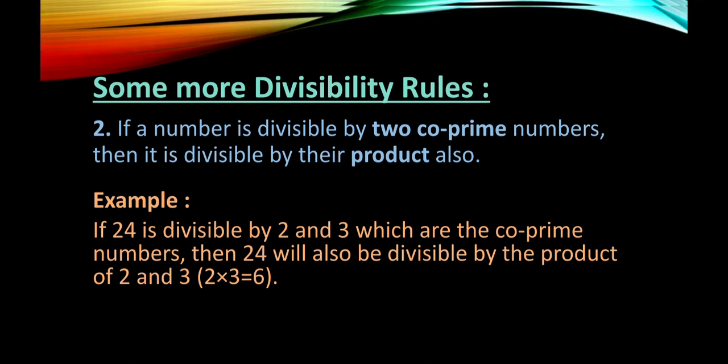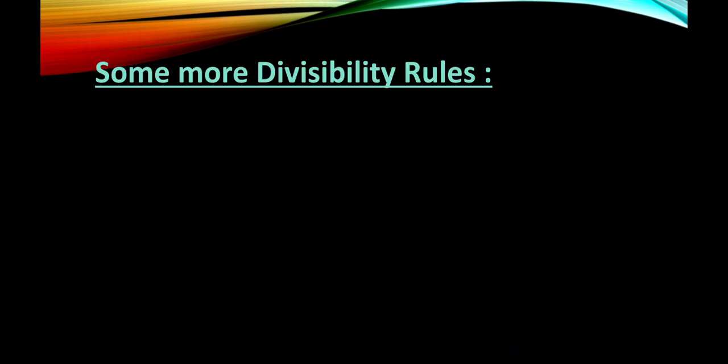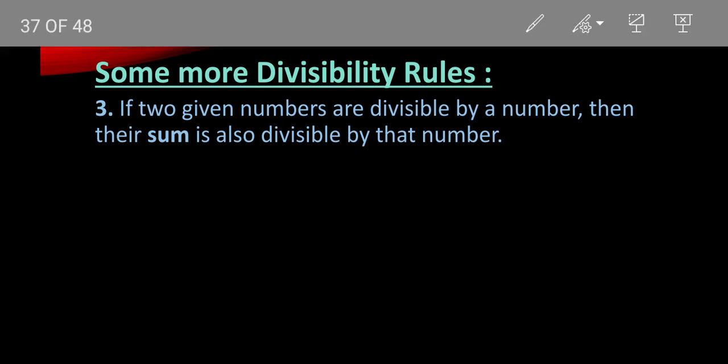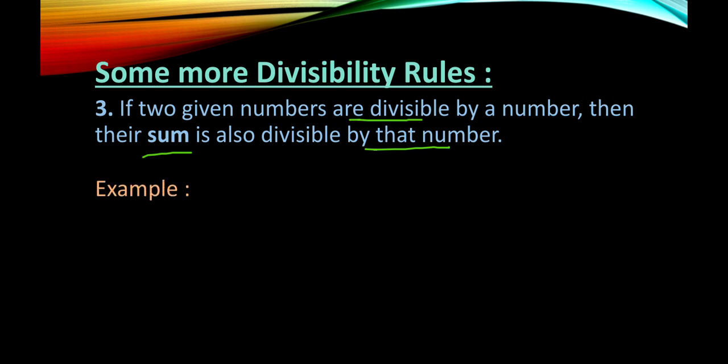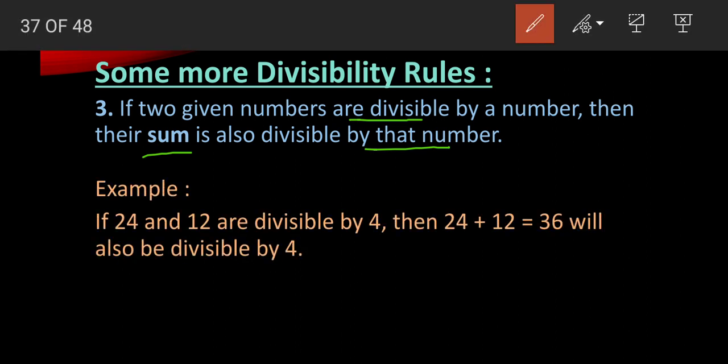Now come to the third one. The third property is, if two given numbers are divisible by a number, then their sum is also divisible by that number. So here is the example. Here I have taken two numbers, 24 and 12, which are divisible by 4. That is, 4 sixes are 24 and 4 threes are 12.